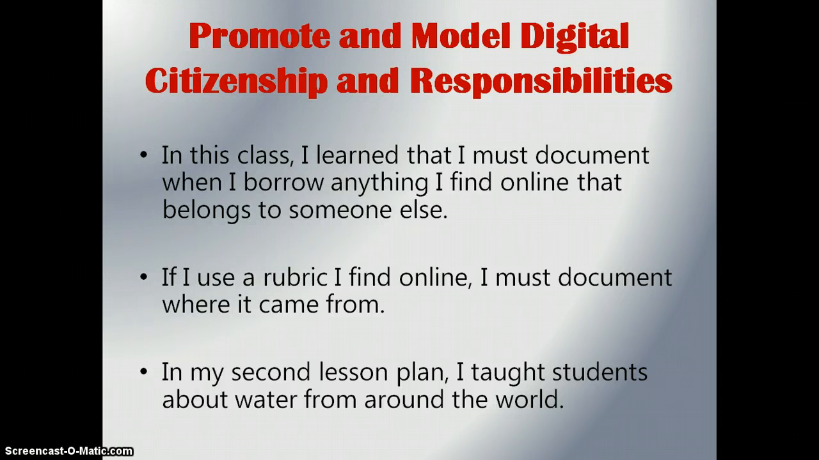And in my second lesson plan, I taught students about water from around the world. Very hands-on, very real-world situation, obviously, around the world. I taught them about how drinking that unclean water could be very detrimental to their health and could harm their bodies in many different ways.